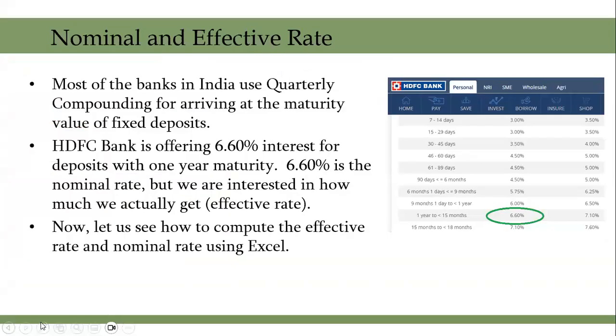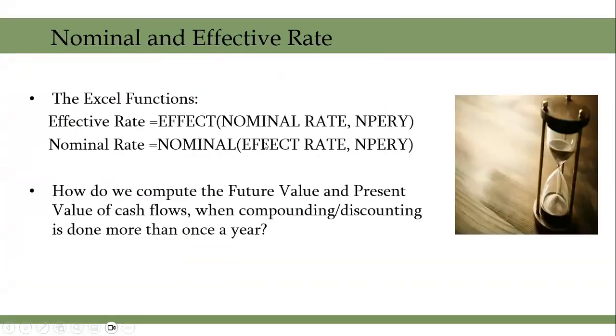Okay, so we have seen these two functions: EFFECT, nominal rate, comma, number of periods in a year; NOMINAL, effective rate, comma, number of periods in a year. This is very important because the quotations given by banks and financial institutions when we are trying to deposit our money is actually nominal rate. Our effective rate will be based on the number of times compounding is done by the bank or financial institution.